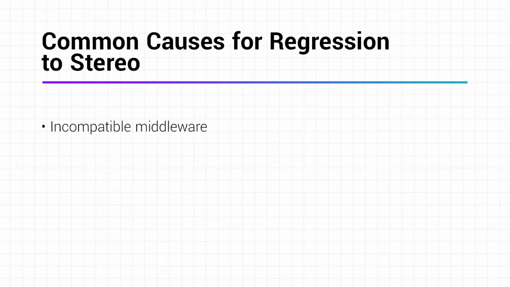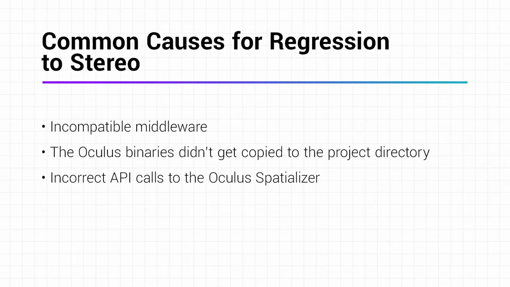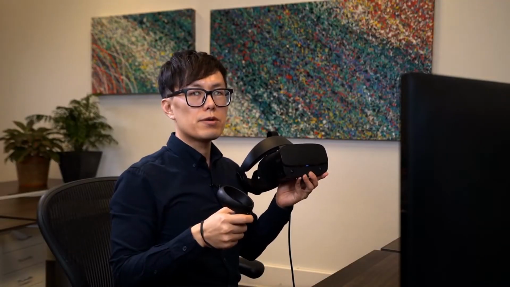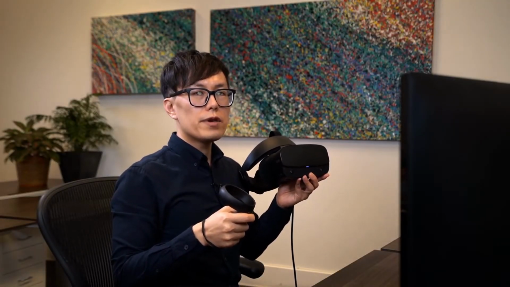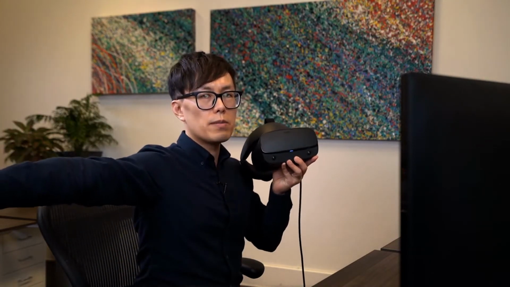This can happen because of incompatible middleware, the Oculus binaries didn't get copied to the project directory, or incorrect API calls to the Oculus spatializer. Another test that is less obvious but nonetheless useful is what's called an elevation test. In this test, let's mount an emitter to our right controller. In VR, stretch your right arm to the side and then raise and lower it plus or minus 45 degrees.